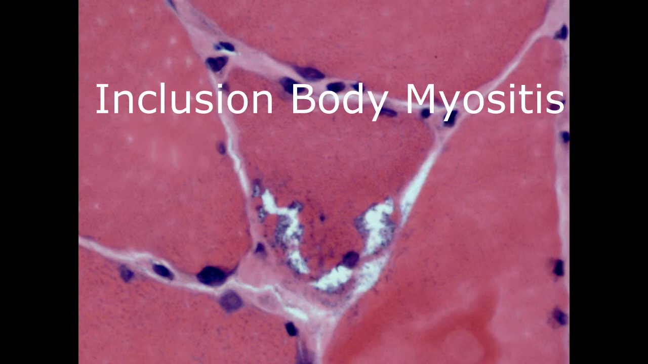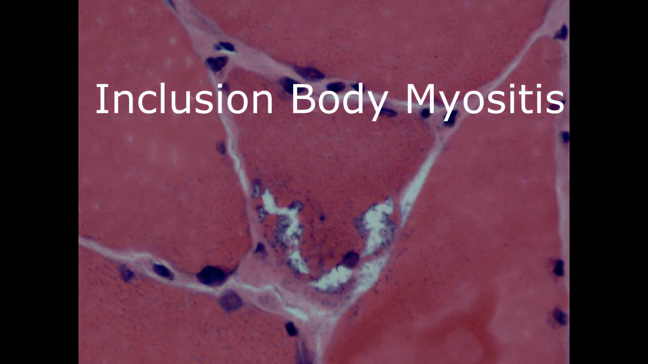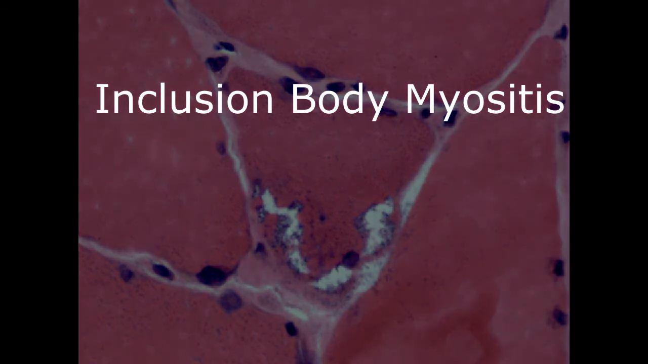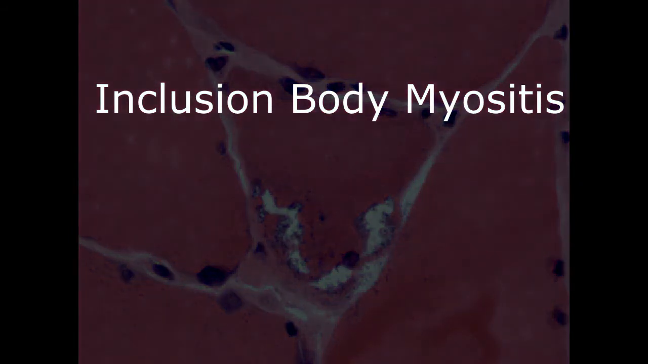And I think at an undergraduate level, it's important that students are aware of the condition. For postgraduate trainees in neuropathology, clinical neurosciences, or enthusiastic general pathology trainees, there's a supplementary question. Can you name any other conditions which are associated with rimmed vacuoles but are not inclusion body myositis?